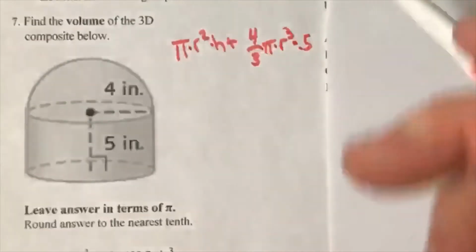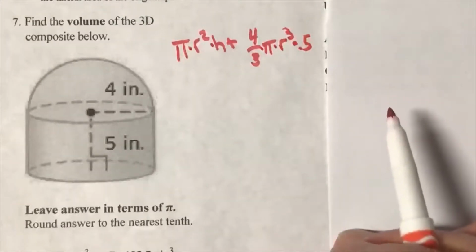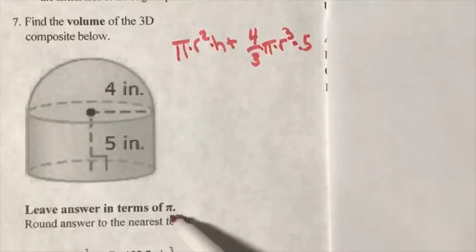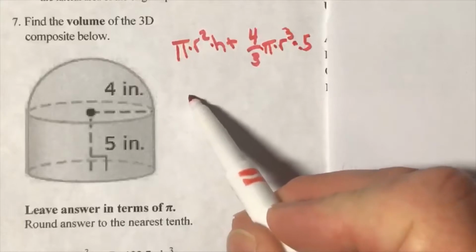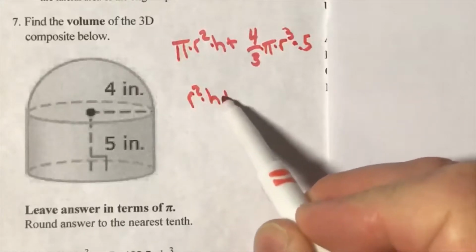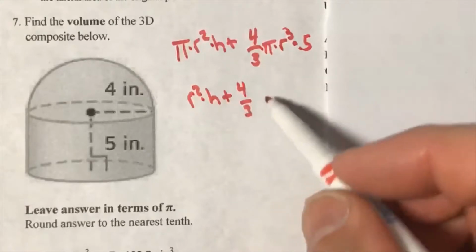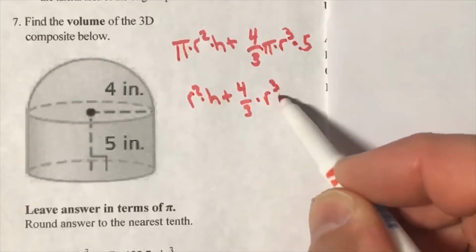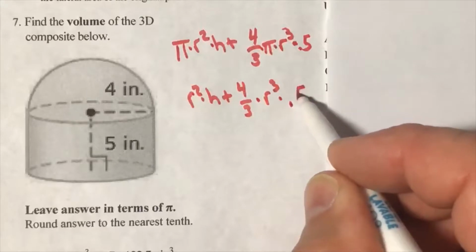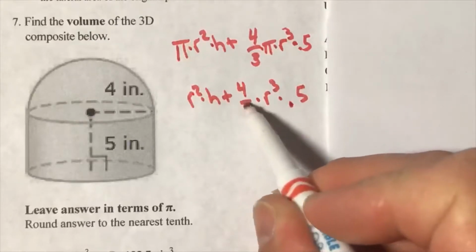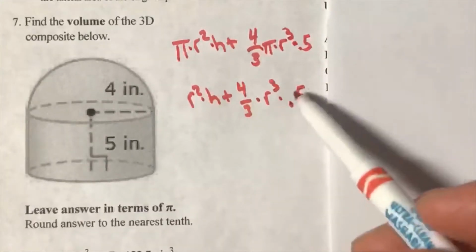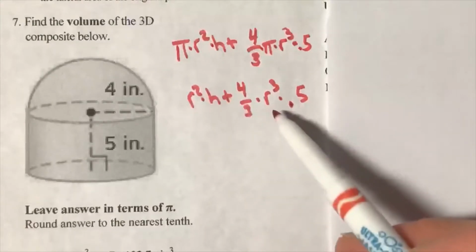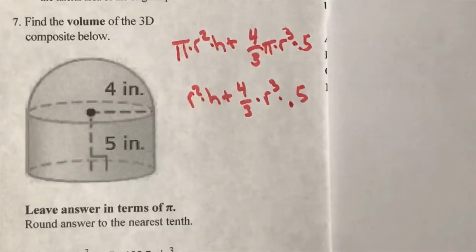Now I went ahead and got the entire formula, and then I remember the terms: leave answer in terms of pi. So when I come down, I'm just going to go ahead and write down r squared times h plus 4/3 times r to the third times 0.5. That's me taking the sphere and dividing it by 2. Now I don't have to worry about pi. When it says in terms of pi, all I have to do is get this answer, and then notice it'll have pi next to it when I go to finalize my answer.